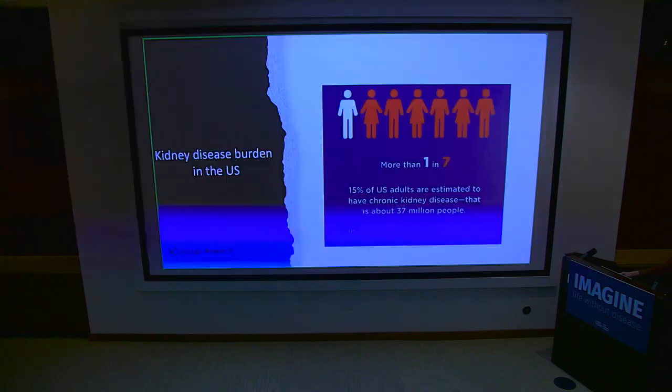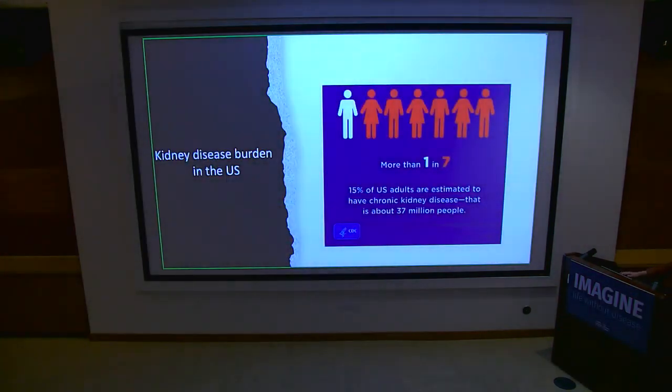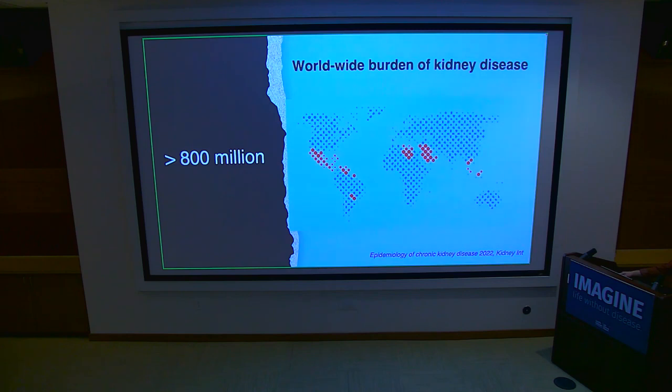So I don't know if you realize this, but kidney disease is very common in the United States. About 1 out of 7 adults has chronic kidney disease. That comes out to be about 15% of the US population, or about 37 million people. And that would be like everybody in the state of California having chronic kidney disease. It's a lot of people.